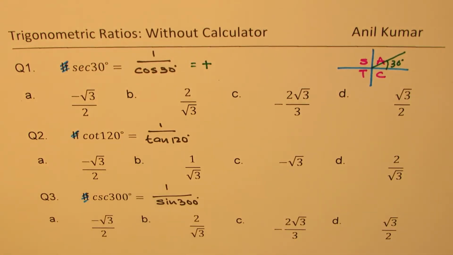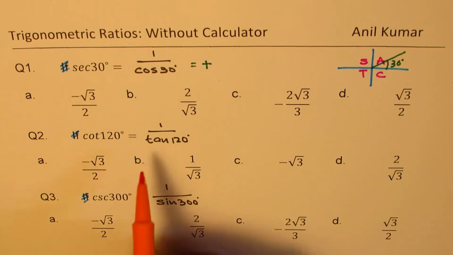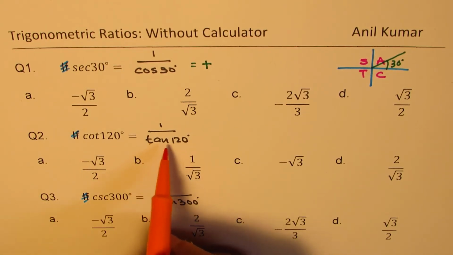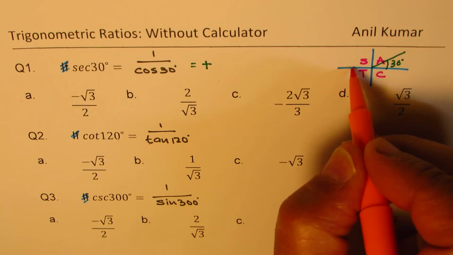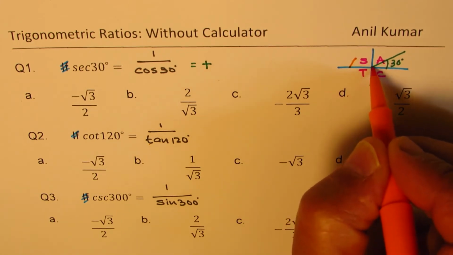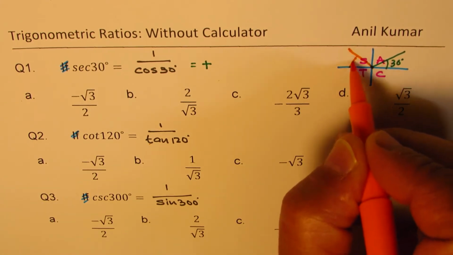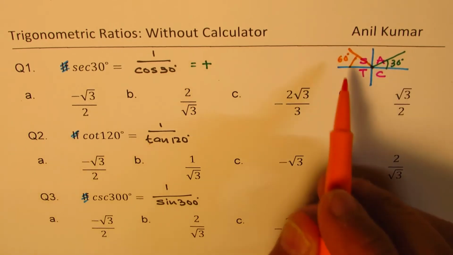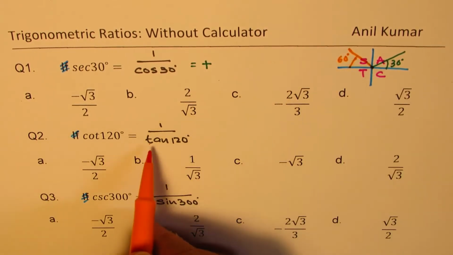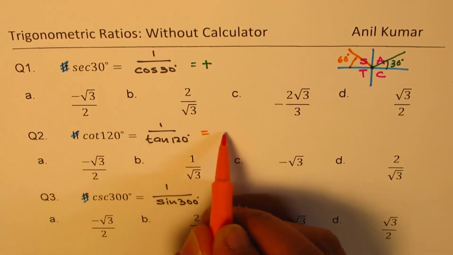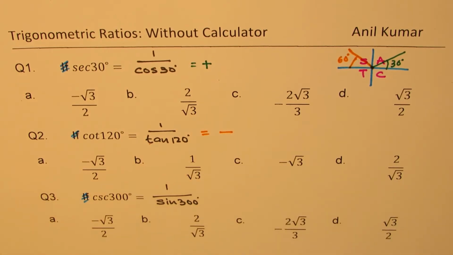Let's look into the next one. Let me use a different color here. We're talking about tan 120. Now 120 is 180 minus 60, right? So the acute angle here is 60 degrees, correct? And we are in quadrant 2. Tan in quadrant 2 is negative, so we have a negative answer here.